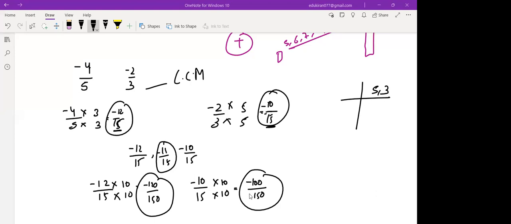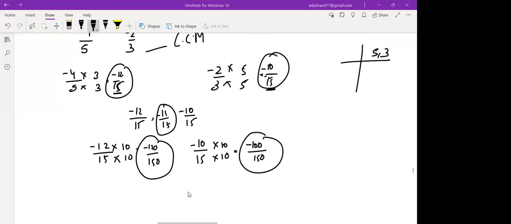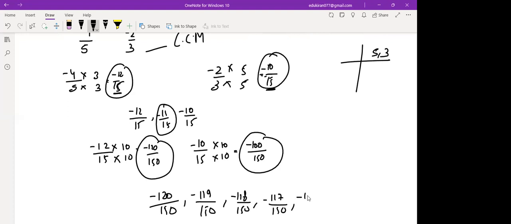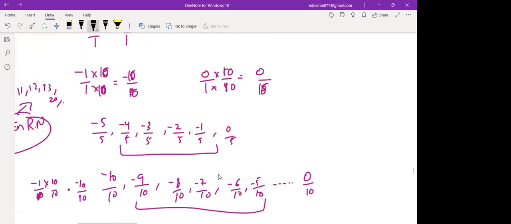Okay, I hope everybody got it now, right? So it would be minus 120 upon 150, minus 119 upon 150, then minus 118 upon 150, minus 117 by 150, minus 116 by 150 and minus 115 by 150. Yes, these are your 5 rational numbers. Okay? I also got the same. Yes. Good.